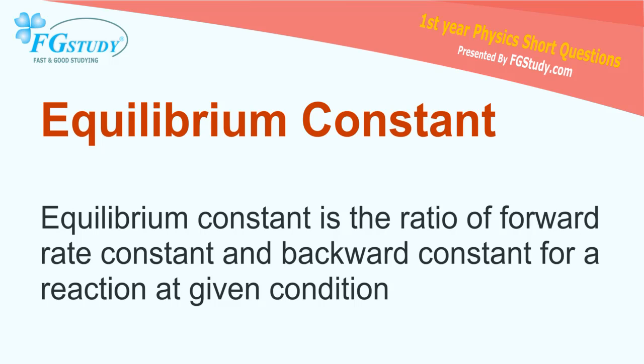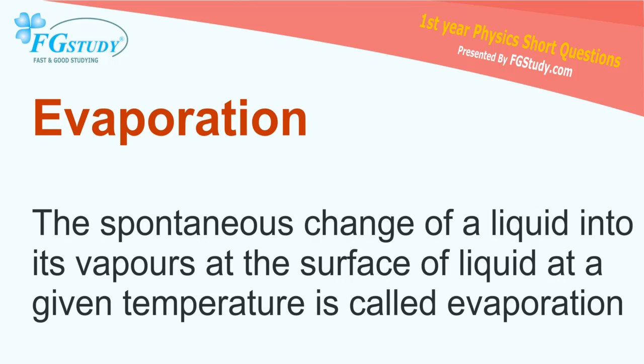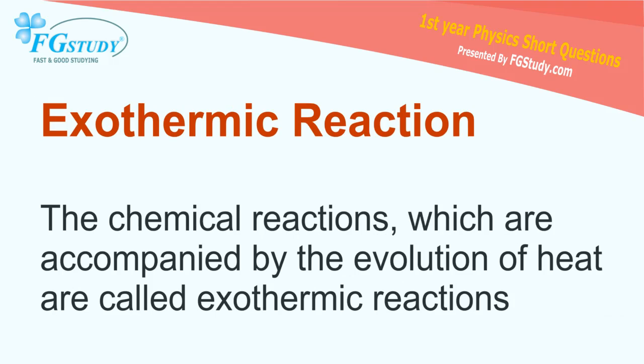Equilibrium constant. Equilibrium constant is the ratio of forward rate constant and backward rate constant for a reaction at given conditions. Evaporation. The spontaneous change of a liquid into its vapors at the surface of liquid at a given temperature is called evaporation. Exothermic reaction. The chemical reactions which are accompanied by the evolution of heat are called exothermic reactions.